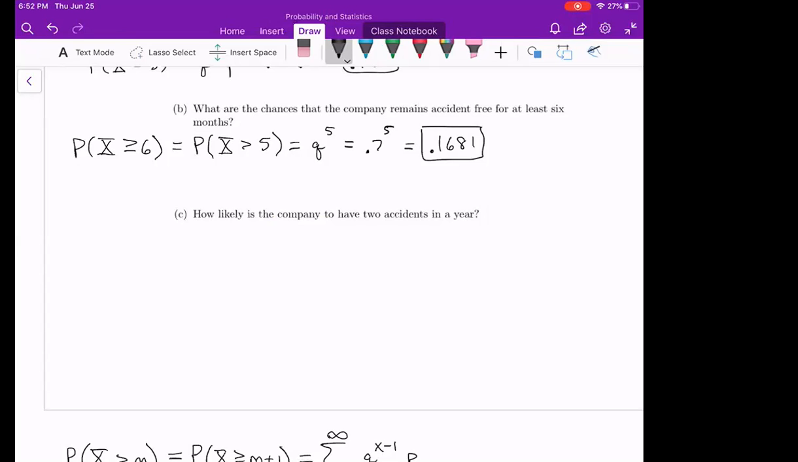What is your hesitation with respect to saying it is or isn't negative binomial? Because it's not necessarily saying that December is when you'll have the final success, or the second accident. So you could have 2 accidents in January. Yeah, so the second one doesn't have to be the 12th month. So it's not negative binomial. Which distribution should you use then?